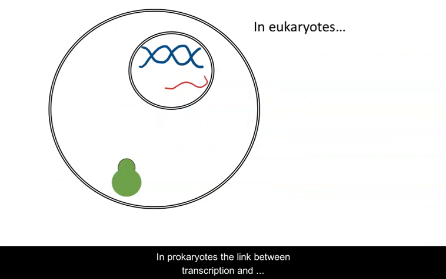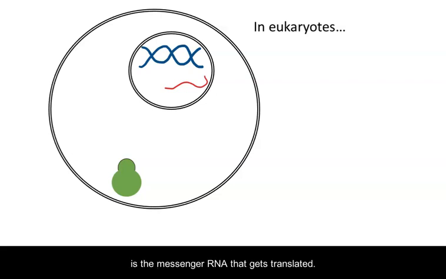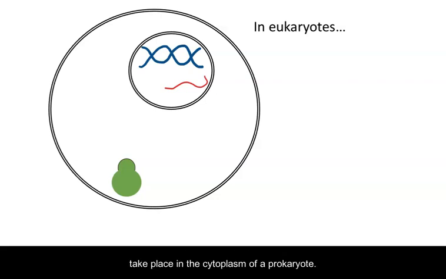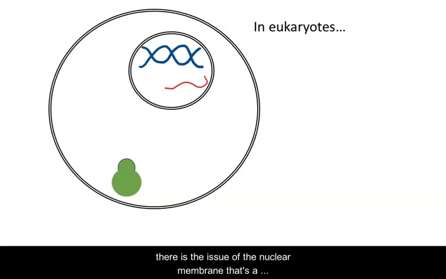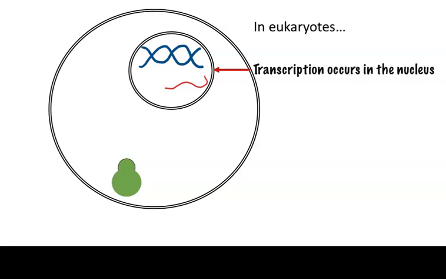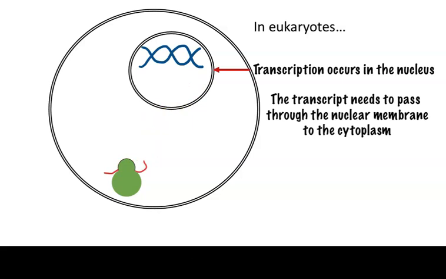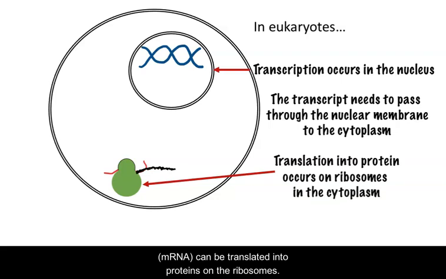In prokaryotes, the link between transcription and translation is simplified because the primary transcript is the messenger RNA that gets translated. So it's possible for both the transcription and translation to take place in the cytoplasm of a prokaryote. But in eukaryotes, there's an issue of the nuclear membrane that's a barrier to transport from the nucleus, where transcription takes place, to the cytoplasm, where translation takes place. So the transcript needs to pass through the nuclear membrane to the cytoplasm, where then the primary transcript and the mRNA can be translated into proteins on the ribosomes.